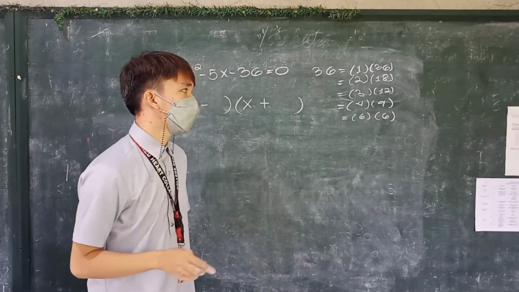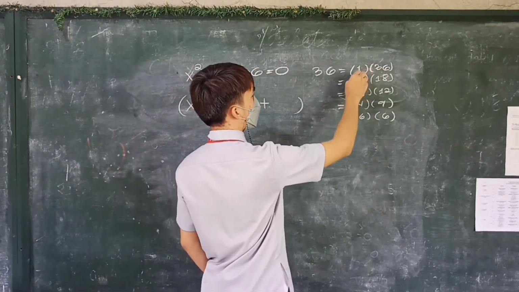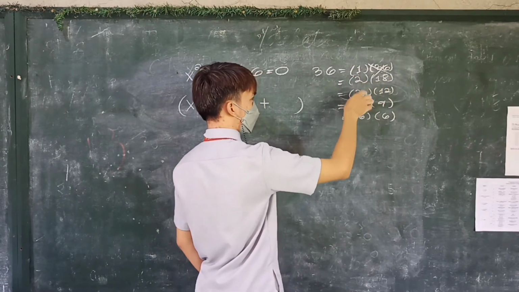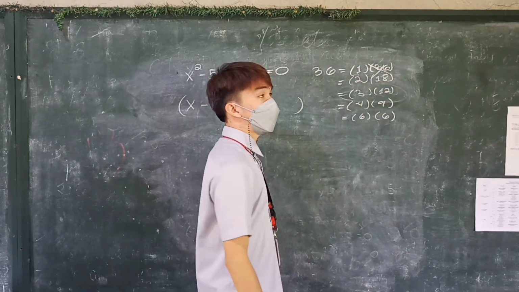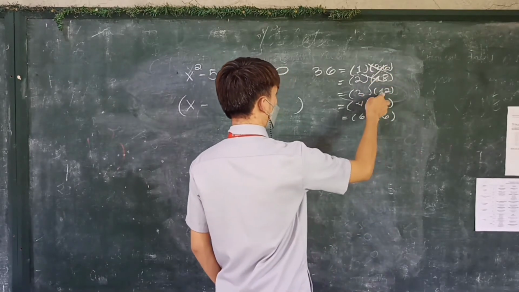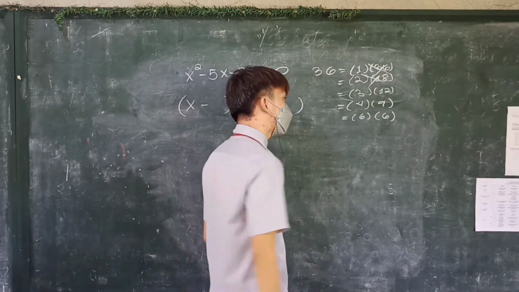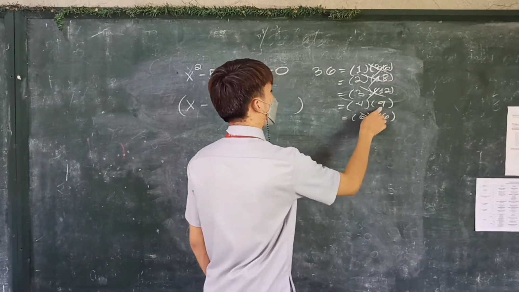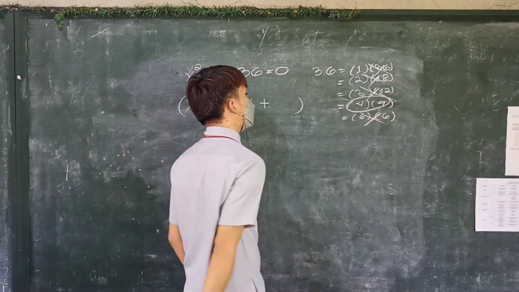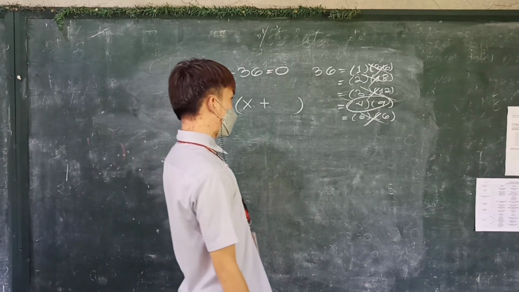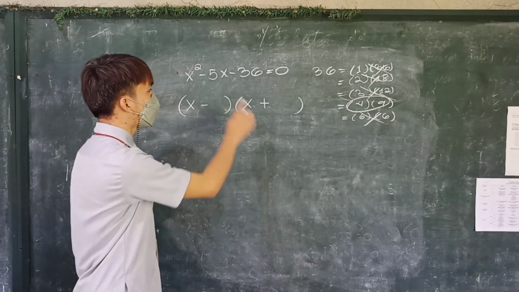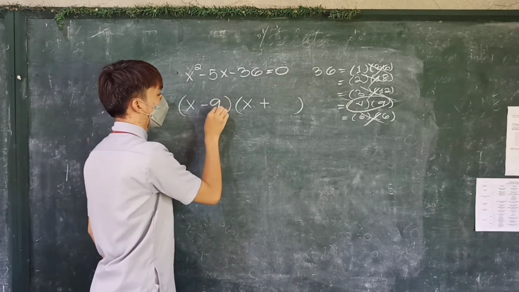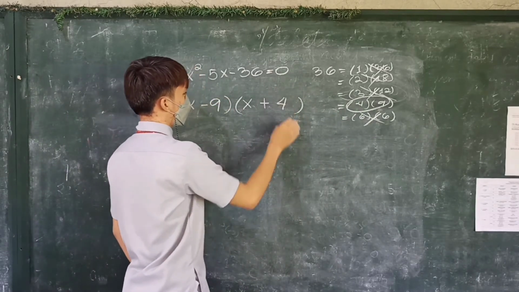Okay, try to check. 36 minus 1 is 35, not 5. 18 minus 2 is 16, still not 5. 12 minus 3 is 9, not 5. 6 minus 6 is 0. 9 minus 4 is 5, so we're going to use 4 and 9. Since the middle term is negative, we are going to put 9 here with the negative sign. Then we have 4.